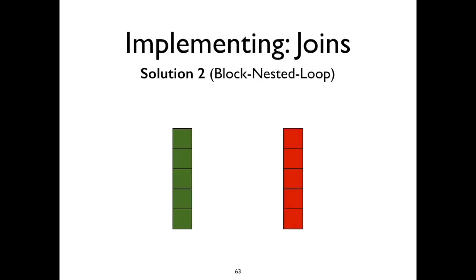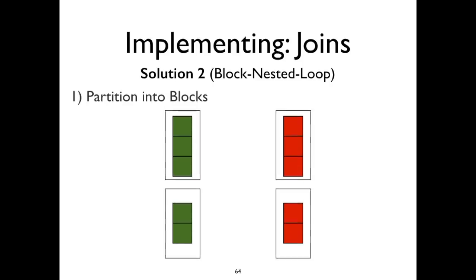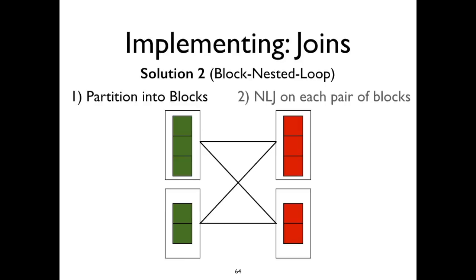So loosely put, the idea is that you take your two relations and you split them up into blocks. Once you have each of these blocks, you load those blocks into memory, and then you do a nested loop join on each pair of blocks. Because they're already in memory, you can do nested loop join.